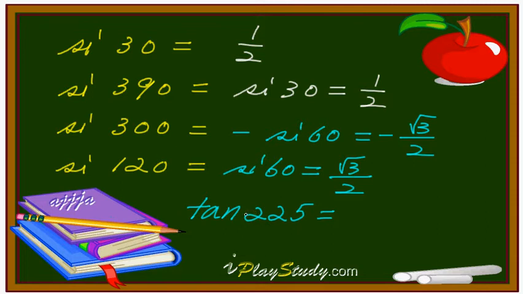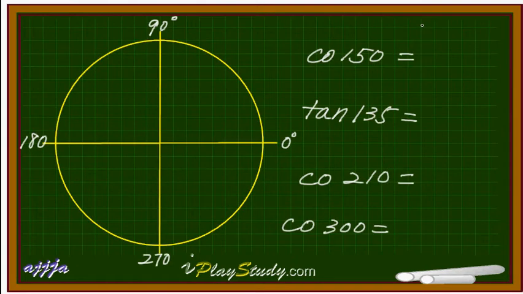What about tangent 225? 225 means more than 180. That's the third quadrant. In the third quadrant, tangent is positive, so the answer is positive. Then tangent, the difference between this one and 180. So 225 minus 180 is 45. Wait a minute, tangent 45? That was 1, you remember? Okay, 1. That's it.